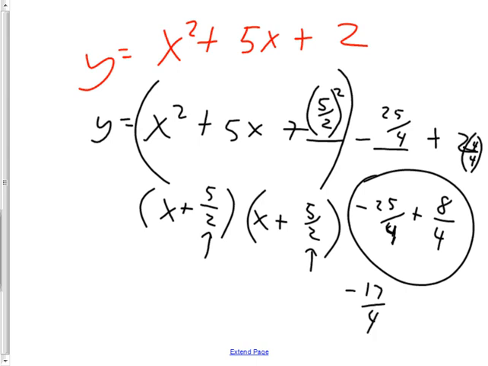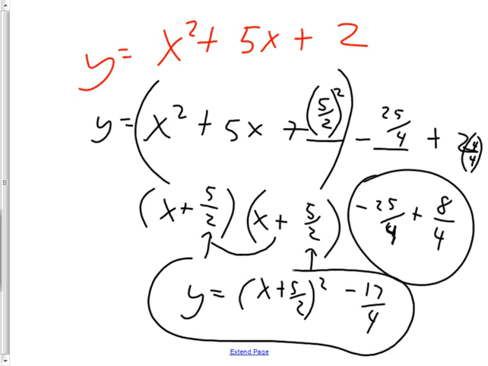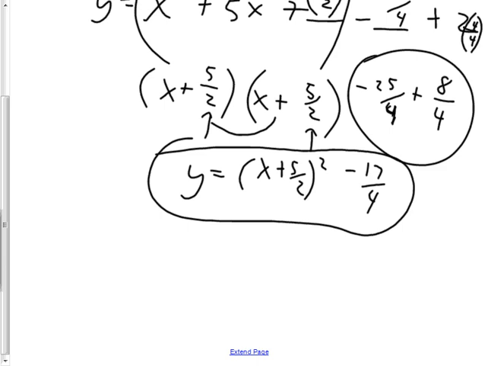Very good. These two go together since they're identical. X plus 5 halves squared. Don't forget your y equals. Don't forget your squared. And there's my answer. And that is serious math. The vast majority of people on the street could never do that. We just found the vertex of a tough equation.